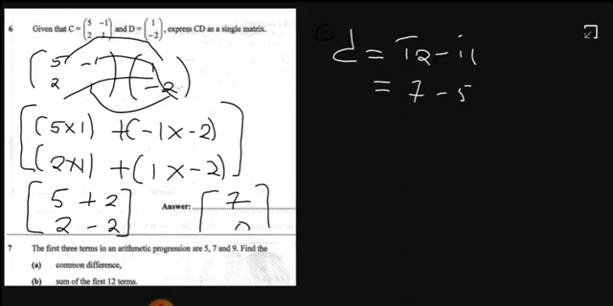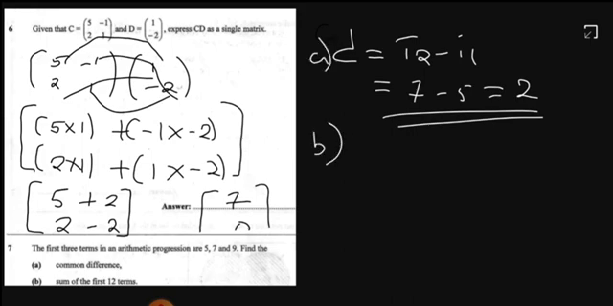Question 7 says, the first 3 terms in an arithmetic progression are 5, 7, and 9. Find the common difference. We know that the common difference is found by the second term minus the first term. In this case, our second term is 7, our first term is 5. So we are saying our common difference is 2.